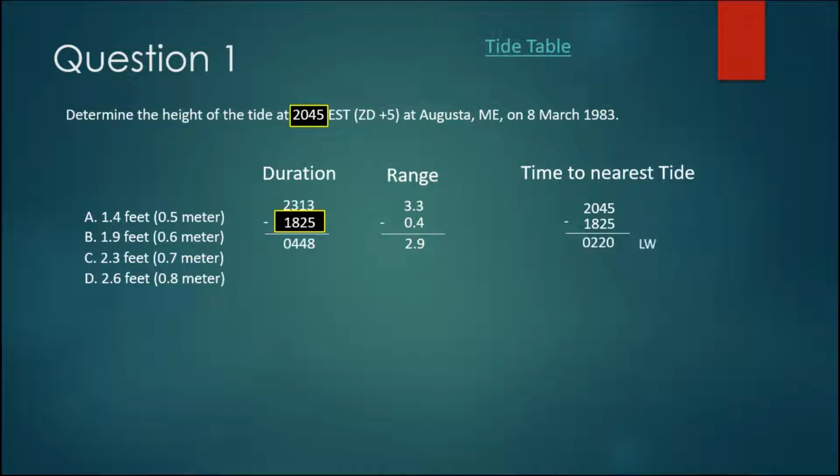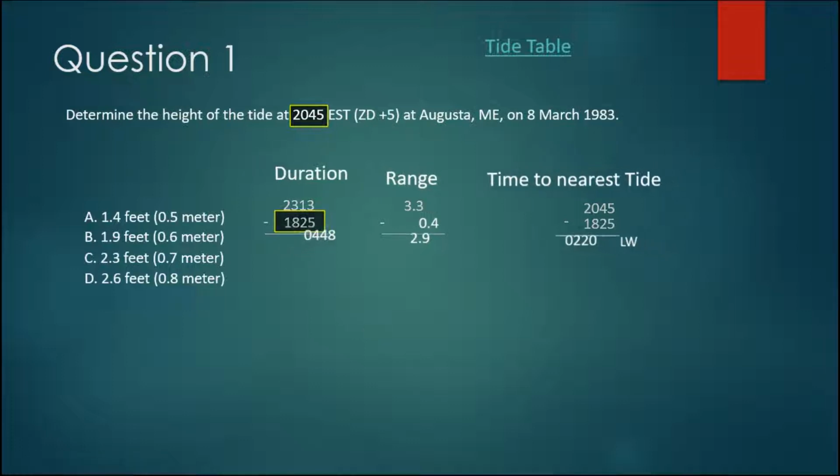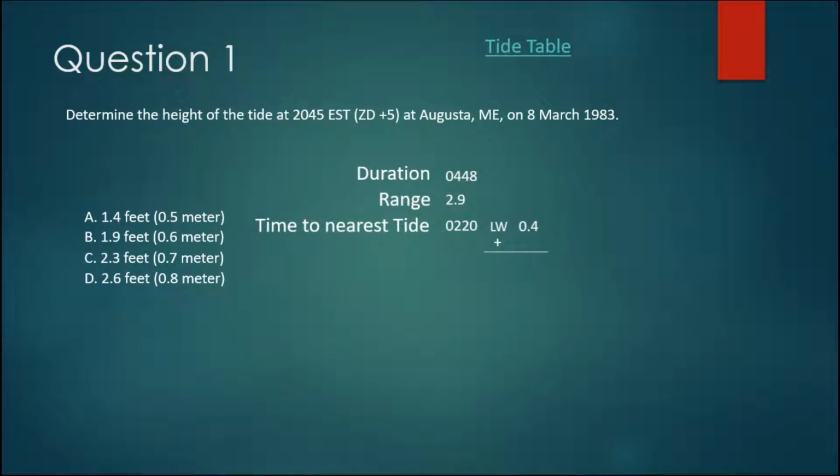and we get 2 hours and 20 minutes, and that 1825 is low water. That's important. You want to put that on your scratch paper there. So we've got 2 hours and 20 minutes to the nearest tide. We have a range of 2.9 feet and a duration of 4 hours and 48 minutes. All right, so I'm going to tidy that up just to make room on the screen here. So we have a duration 4:48, range 2.9, and time to the nearest tide is 2 hours and 20 minutes.